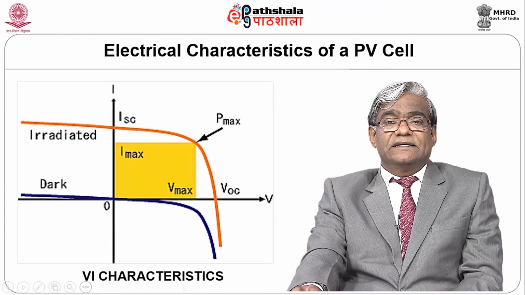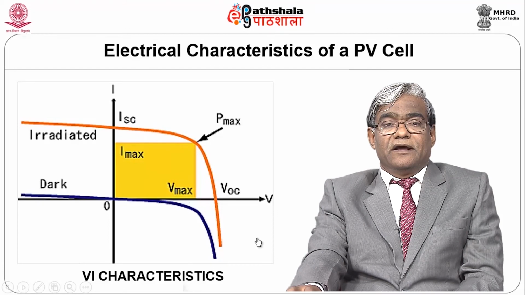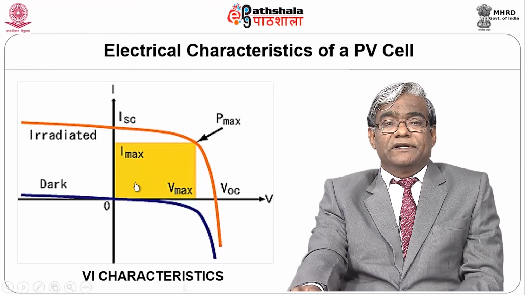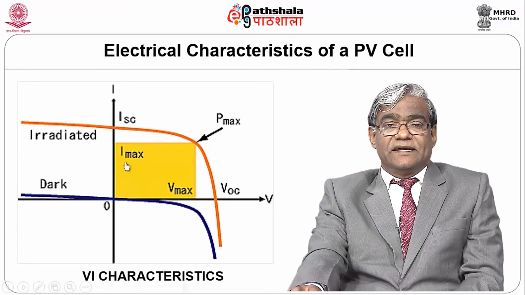And this is about electrical characteristics of a PV cell. This is the dark level, when there is no sun, and this is the irradiation, when the sun is there. This is the graph between the voltage and current, and this is the open circuit voltage, and this is the short circuit current. When the voltage is maximum and the current is maximum, that is V max and I max, there you get P max.